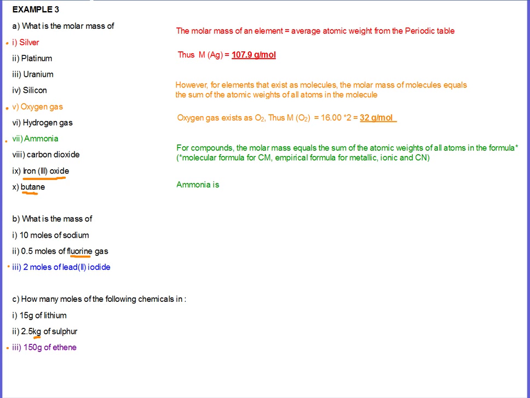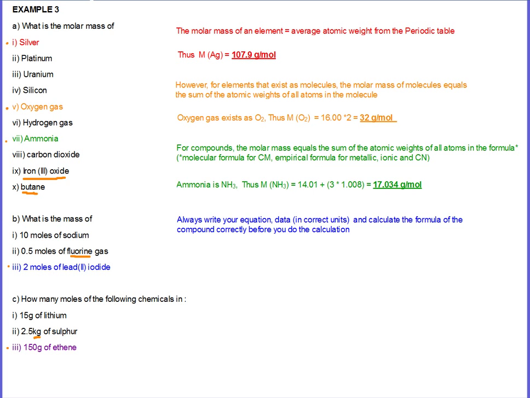So ammonia, you should know what ammonia is. If you don't know what it is, this is your chance to learn this because you're expected to know this from now on. Ammonia is NH3. Thus, the molar mass of ammonia, which is the molar mass of NH3, is just 1 lot of nitrogen plus 3 lots of hydrogen. So the molar mass of ammonia is just 17.034 grams per mole.